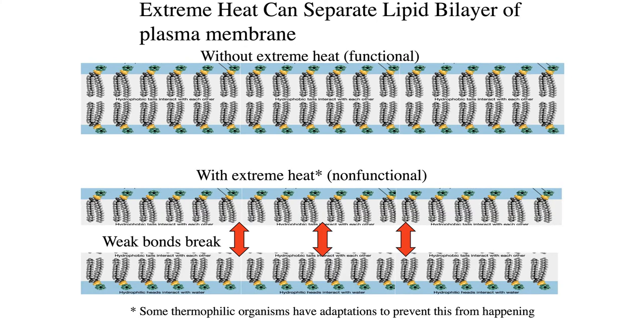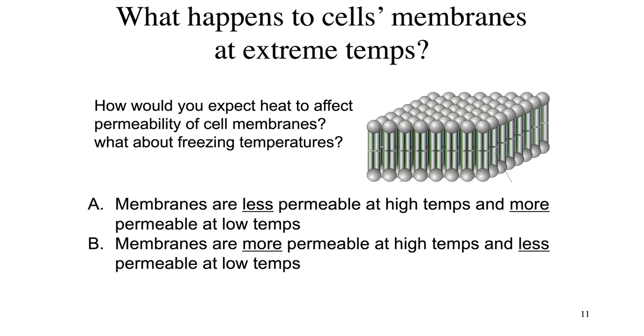But if you heat a cell membrane up a lot, what happens is these weak bonds break, and the cell membrane ends up peeling apart, and it becomes essentially non-functional, and the organism will end up dying as a result of this. Now, there is the exception with this little asterisk here that some thermophilic organisms, so organisms that can live in really hot temperatures, have adaptations to prevent this from happening. For the most part, though, this is what happens with extreme heat: those bonds break, the membrane peels apart, the organism dies.